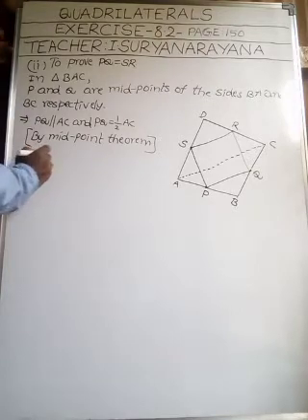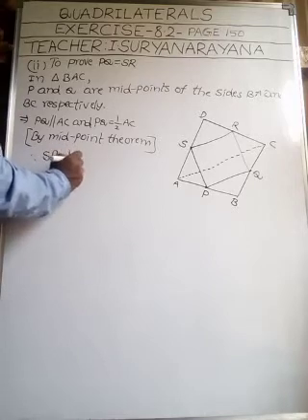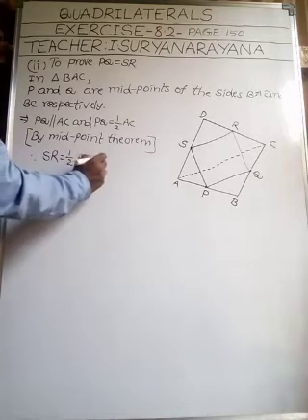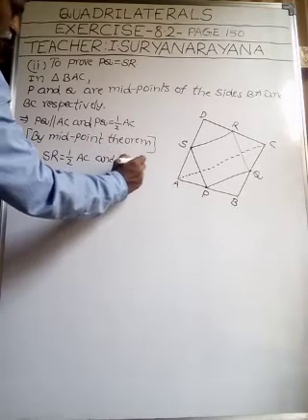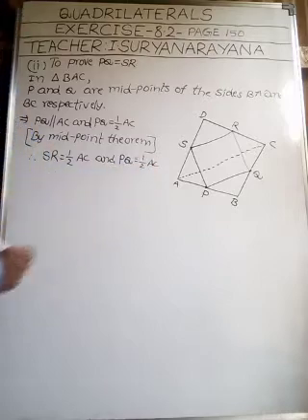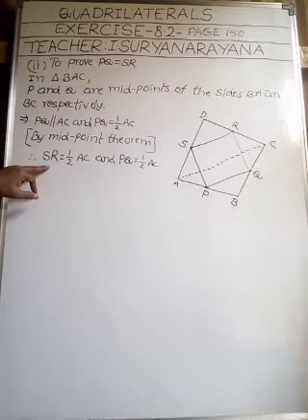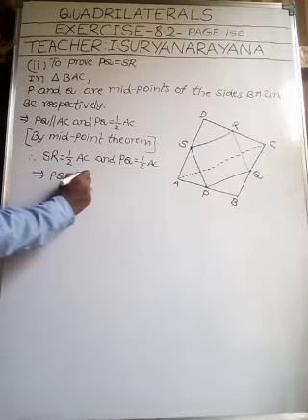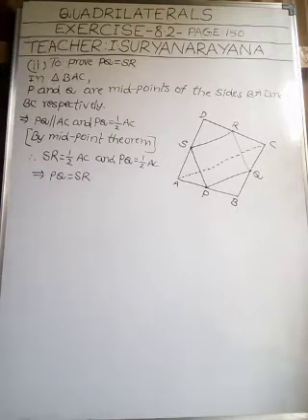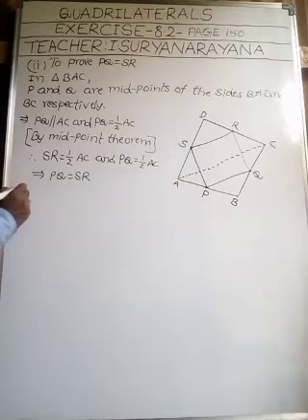Therefore, SR is equal to half of AC and PQ is also half of AC. Both are half of AC. Then this implies, what can you say about these two? SR is equal to PQ. Isn't it, my children? This implies PQ is equal to SR. So this is also proved. Understood this step, my children? Right. Now come to the third one.